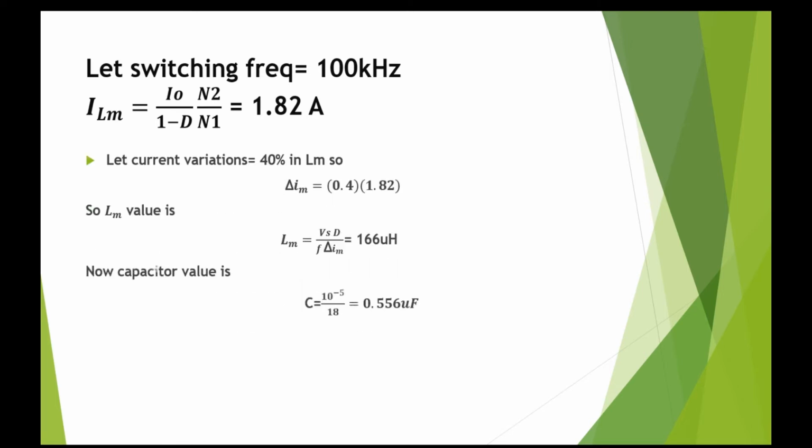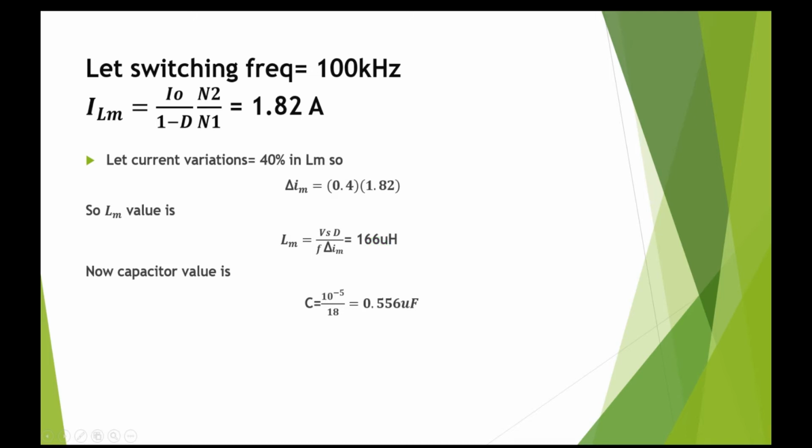I suppose that the current variation in the magnetizing inductor should be 40%. So let's calculate the value of delta IM, that is 0.4 multiplied by the current passing through the magnetizing inductor. Let us calculate this. It comes out to be 0.73 ampere. Now for calculating the value of LM, I'm taking this equation, that is Vs, which is 24, duty ratio 0.505, frequency of 100 kilohertz, and delta IM is 0.73. So the LM value should be 166 microhenry.